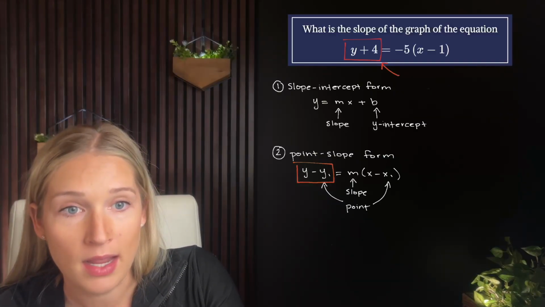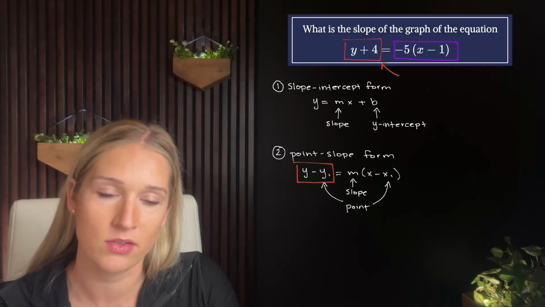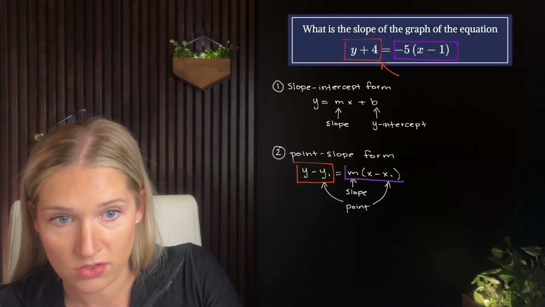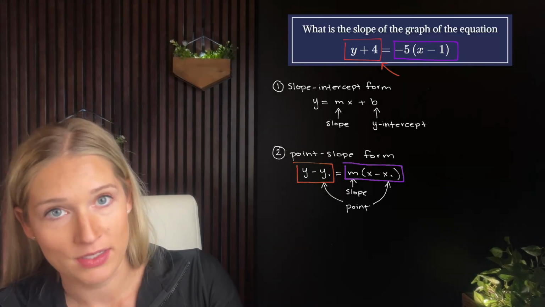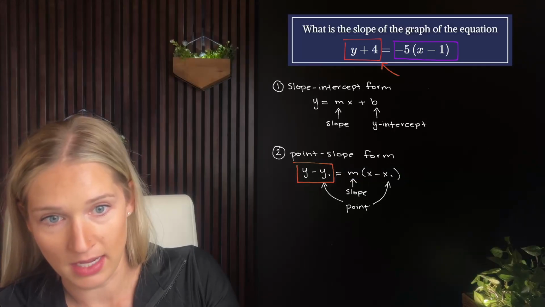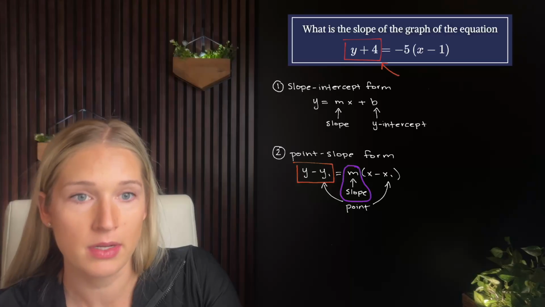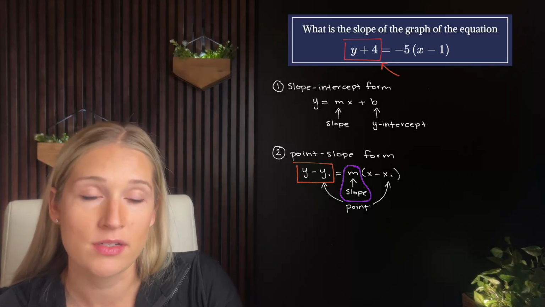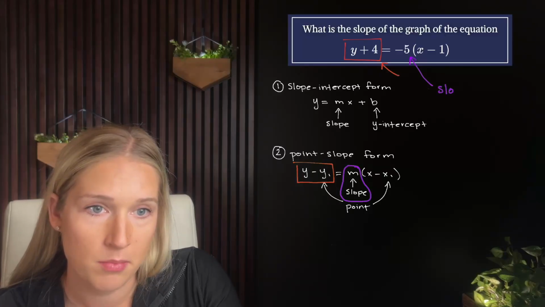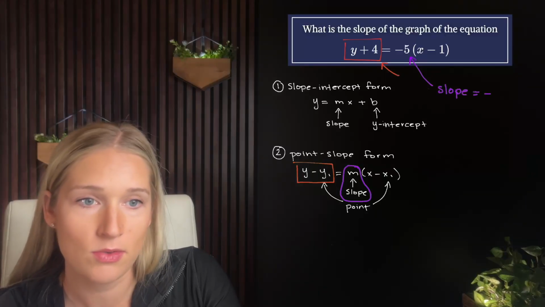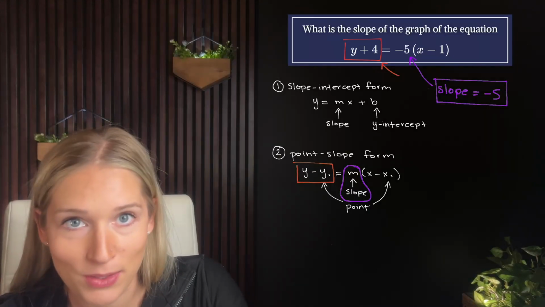Now on the right, I have a negative 5 in front of the parentheses and then x with another constant. And that does match the form on the right of point slope form. Remember that in front of the parentheses, that number is my slope. So here I can go ahead and just pull out the multiplier on the front of those parentheses, and that number will be my slope. So right here, this number in front is my slope. So my slope is negative 5. And if you can recognize that, you are done with this question.